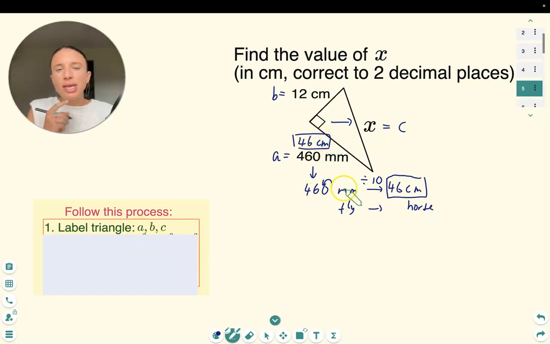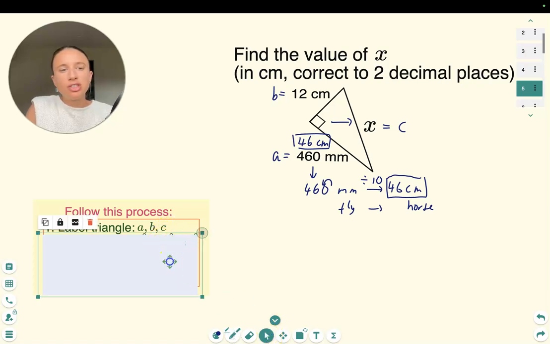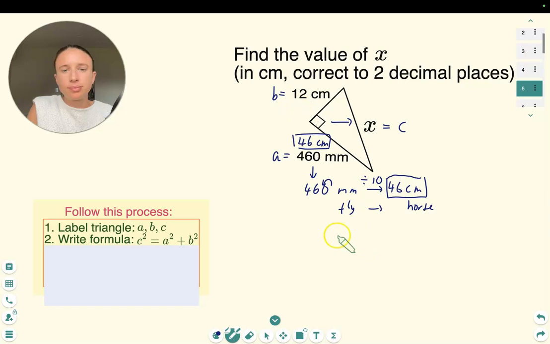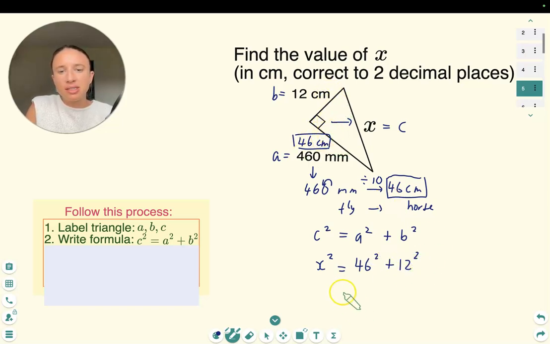Okay, do you remember what the next step was? After we label that triangle, we're going to write the formula. C squared equals A squared plus B squared. Pythagoras theorem. And we're going to have x squared equals 12 squared, or we'll just make sure it's A, so 46 squared plus 12 squared. Make sure you substitute centimeters and centimeters or millimeters and millimeters, okay?